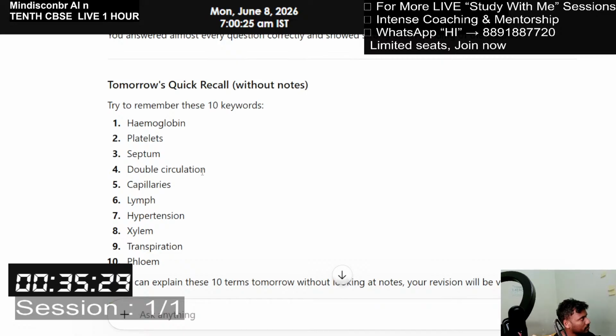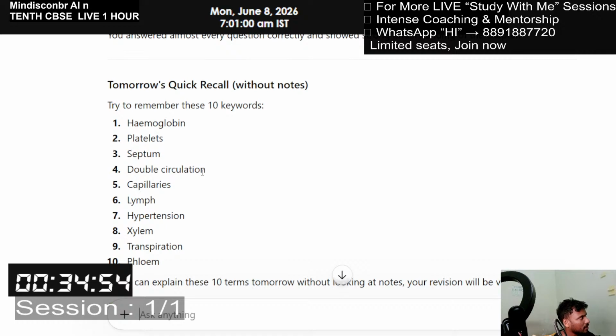Lymph. At the ending of the arteries there are blood capillaries. The network of blood capillaries helps in the exchange of WBC and some more substances. Hypertension: high blood pressure is called hypertension.